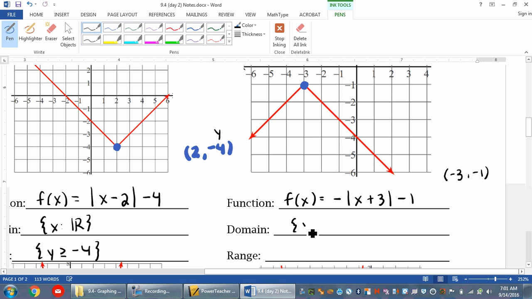Domain, like always, is going to be all real numbers. Now, since negative 1 is the y coordinate, I'm going to be using negative 1, and since it opens down, it's going to be less than or equal to, again, negative 1. Move on to 4.